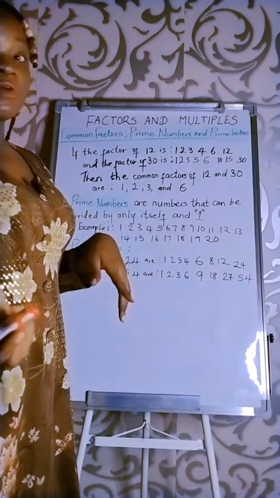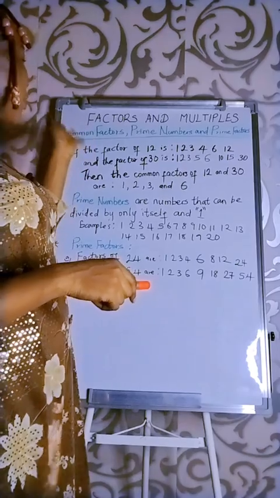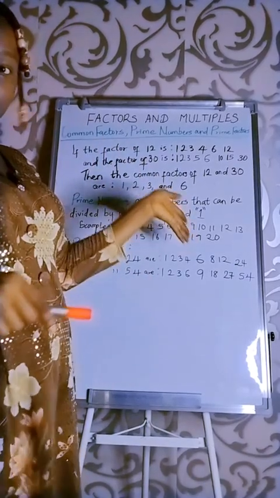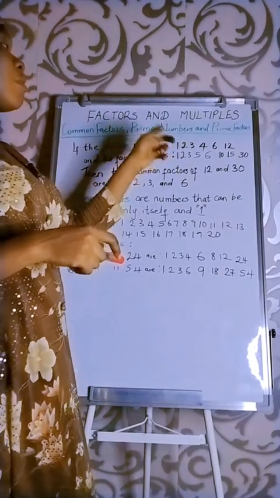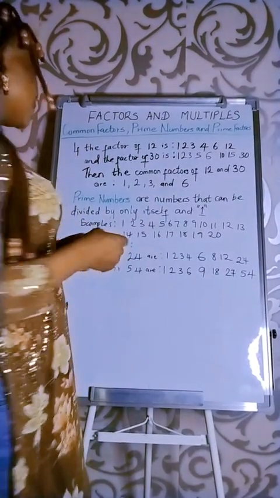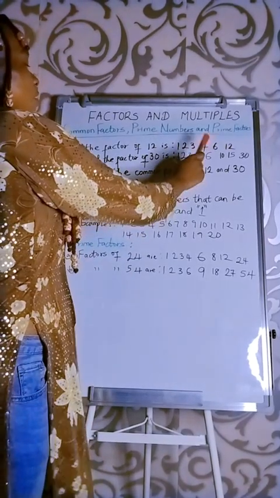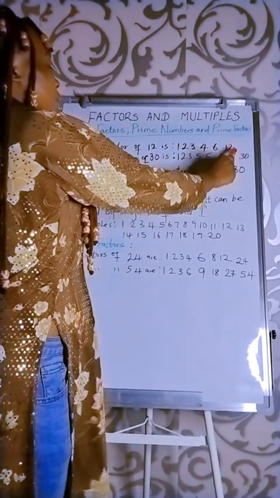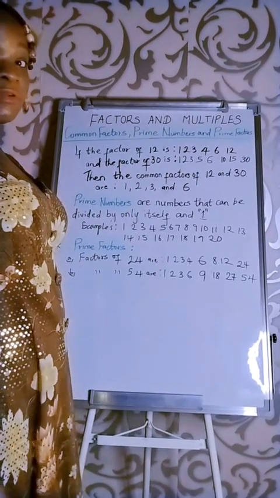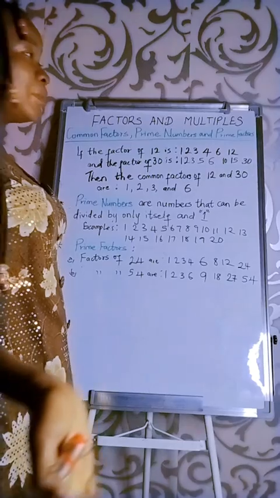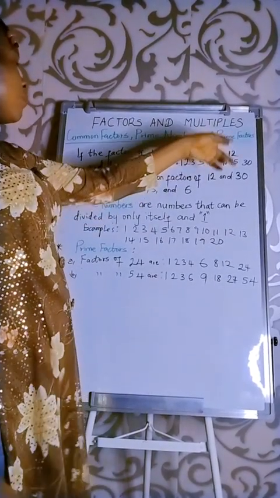Before we go into the highest common factor, I want us to understand what factors, common factors, prime numbers, and prime factors are. If the factors of 12 are 1, 2, 3, 4, and 6, and the factors of 30 are 1, 2, 3, 5, 6, 10, 15, and 30, then what are the common factors? Based on our previous video, we've talked about the factors and the multiples, right? So the factors of 12 are 1, 2, 3, 4, 6, and 12.